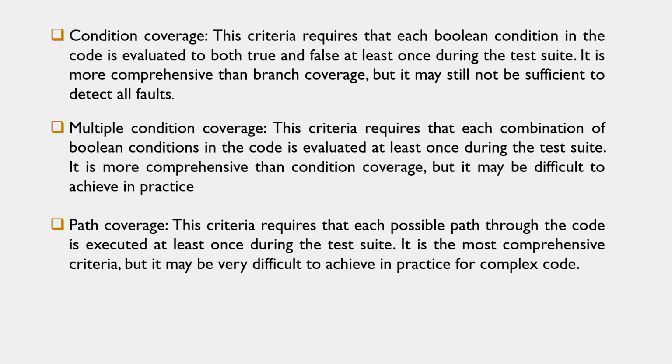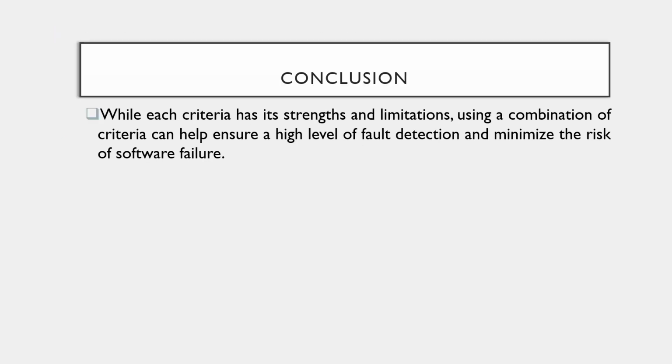Path coverage. This criterion requires that each possible path through the code is executed at least once during the test suite. It is the most comprehensive criterion, but it may be very difficult to achieve in practice for complex code. I conclude: while each criterion has its strengths and limitations, using a combination of criteria can help ensure a high level of fault detection and minimize the risk of software failure.